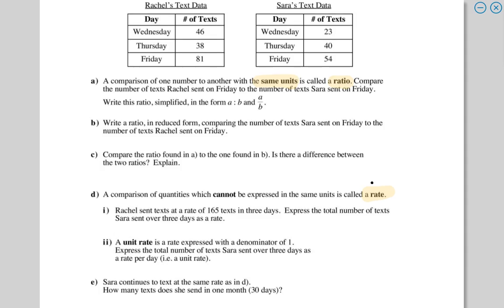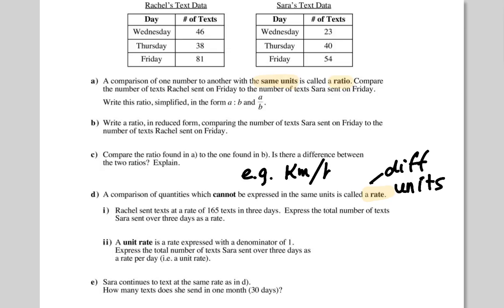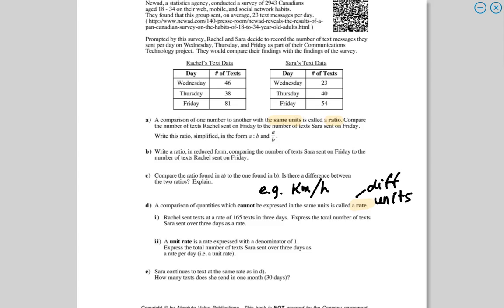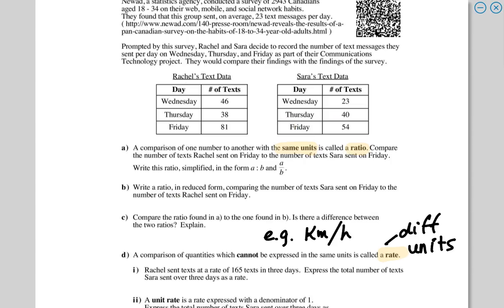Okay, so a rate, different units. For example, kilometer per hour. That's a rate. It's a ratio. You can see there's division in there, but there's two different units. One's kilometers, one's hours. So it's not too crazy of an idea. This investigation, they're just talking about texts, so people texting on their phone.